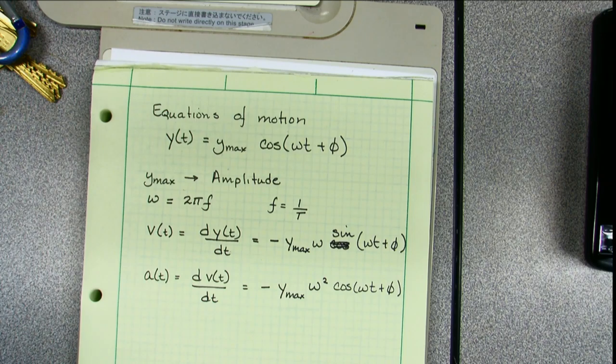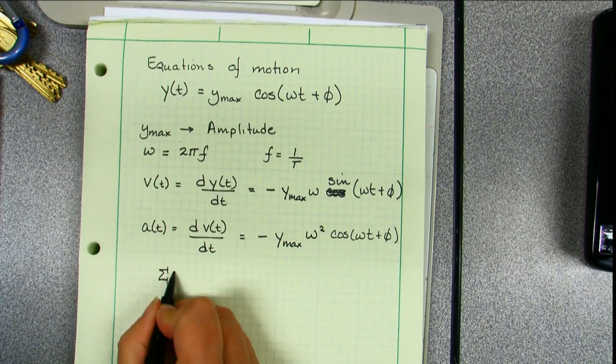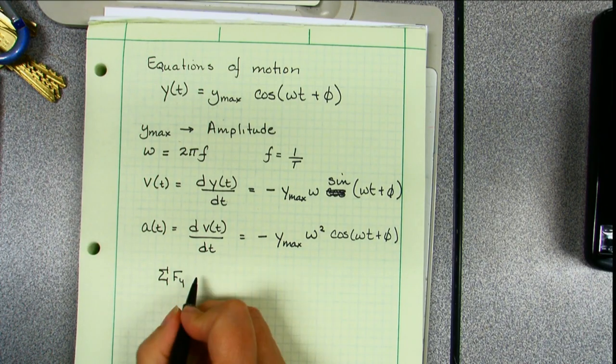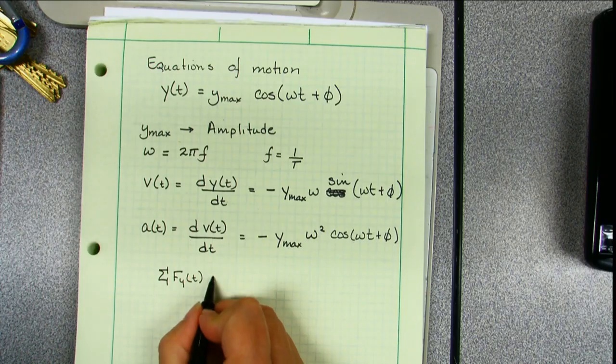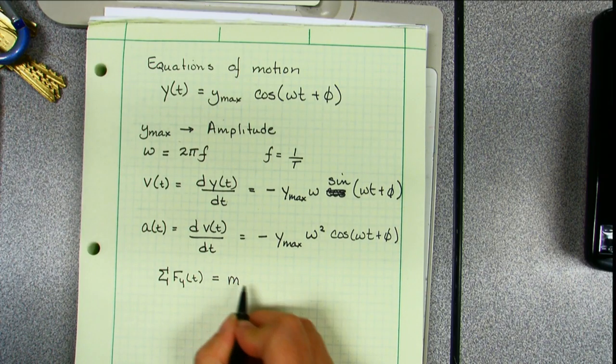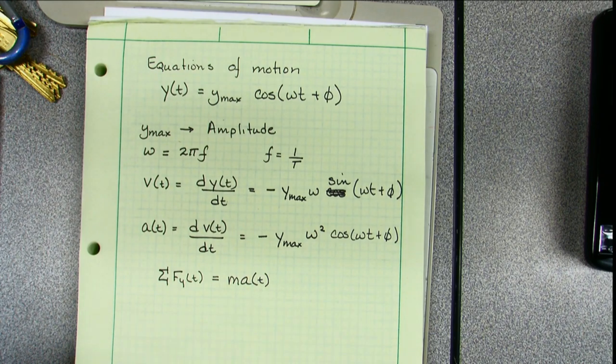The one thing I didn't want to do off the top of my head, because I didn't want to screw it up, so I brought in my notes. If we do the sum of the forces in the y direction with respect to t, this is going to be our mass times our acceleration with respect to t.